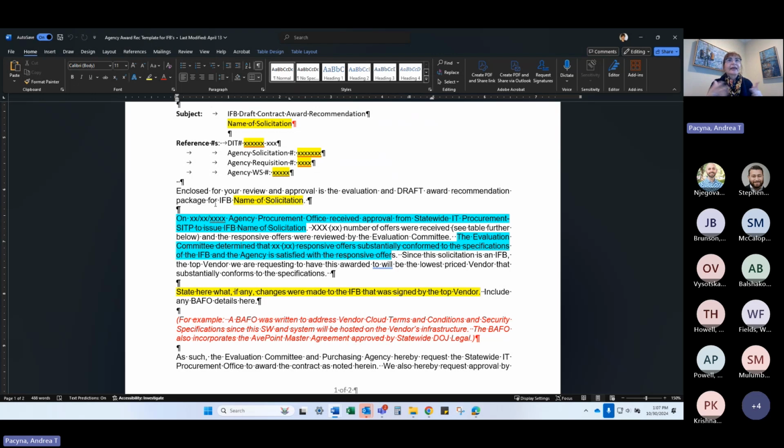This is why we make such a big deal out of award recommendations, because it really gives anybody a good picture as to why we chose who we chose in the supporting documentation. Okay, so this is for an IFB.